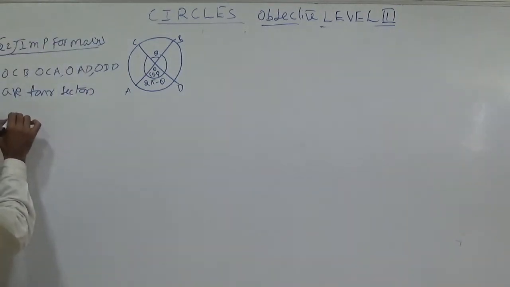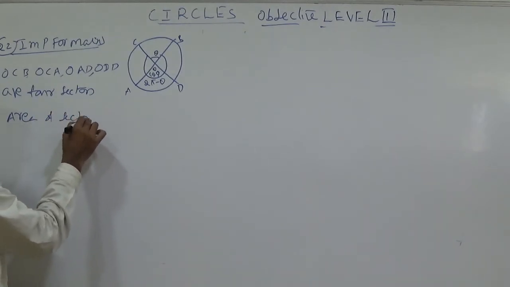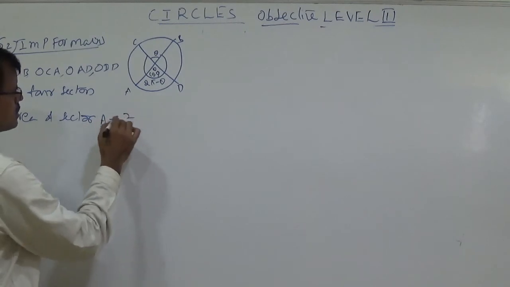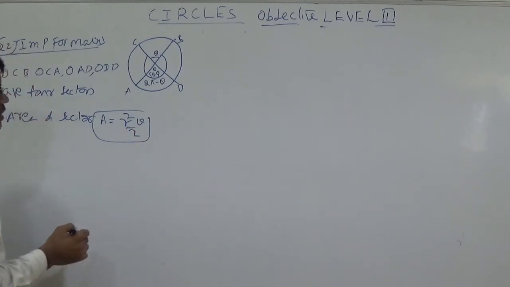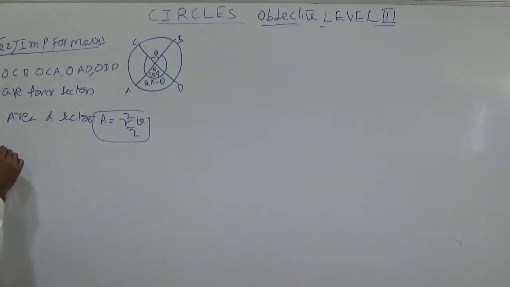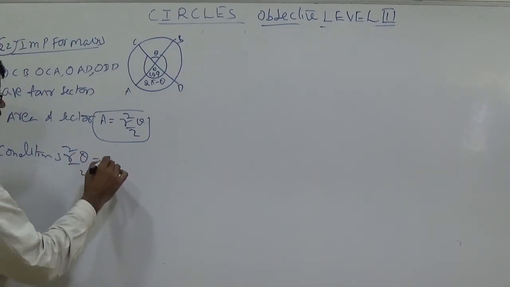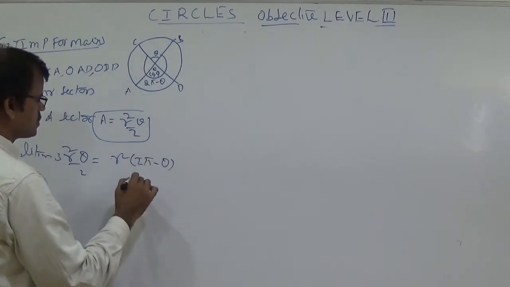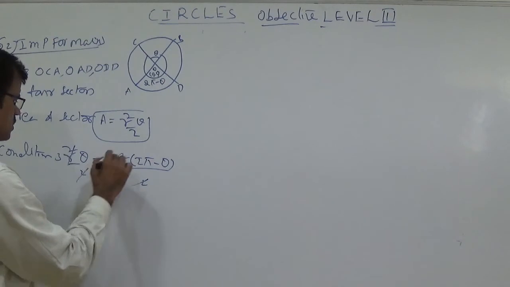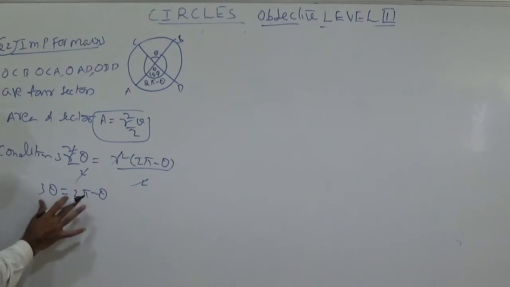Area of sector formula: A is equal to r square theta by 2, where r is the radius and theta is the angle made by the sector at the center. Now the condition I am writing. 3 into the small area is equal to the large area. So r square into the angle, 2 pi minus theta by 2. The 2 gets cancelled, r square also gets cancelled. 3 theta is equal to 2 pi minus theta.